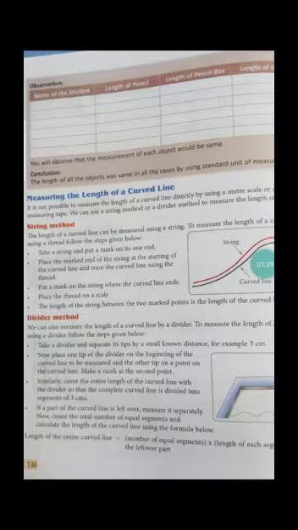Make an ink mark on the thread where it touches on the other end of the curved line. Now straighten the thread or string and measure its length between the knot and ink mark by keeping it along the scale. This will give the length of curved line.